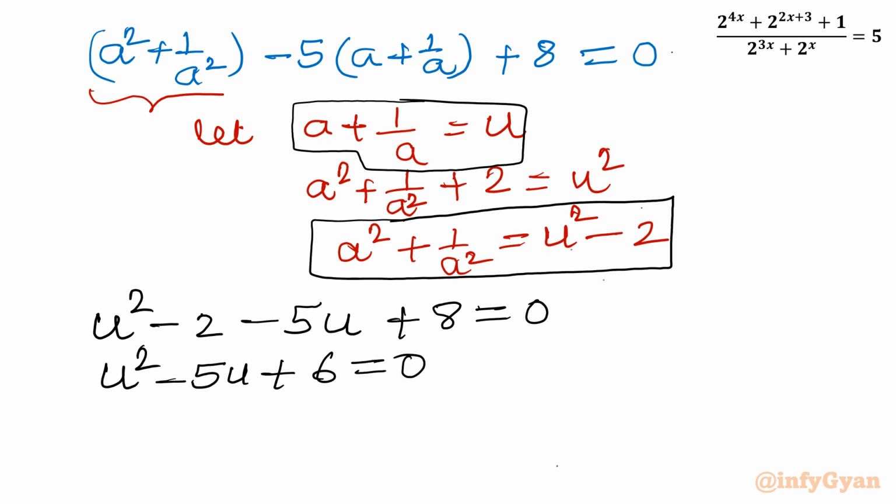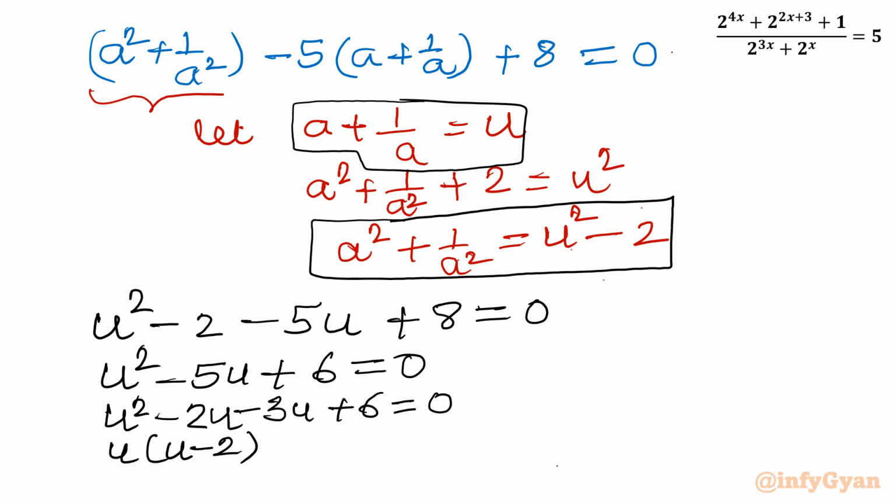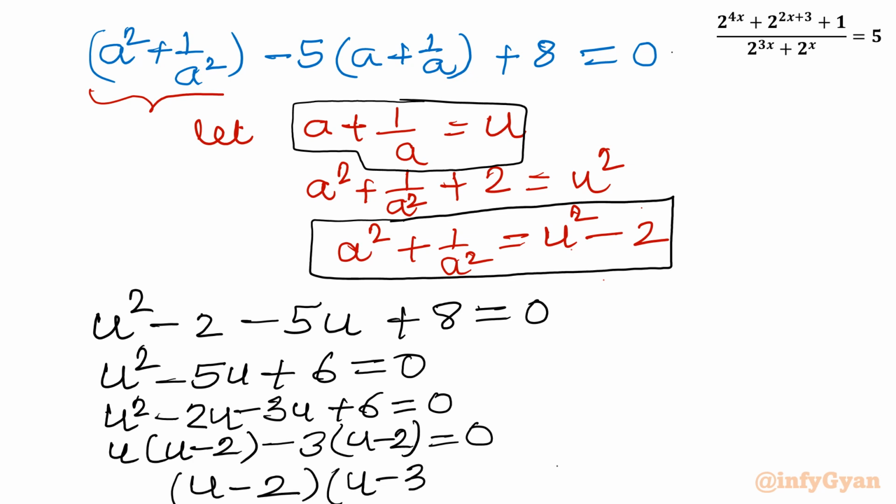Now we can factorize u square. We can split minus 5u as minus 2u minus 3u plus 6 equal to 0. Take u common, u minus 2, minus 3 common, u minus 2 equal to 0. So from here we are having factors u minus 2, u minus 3 equal to 0.